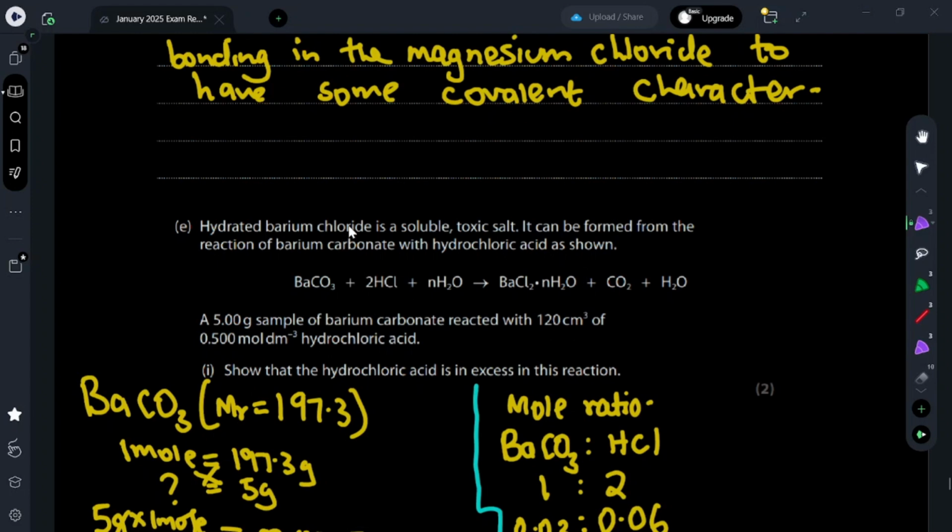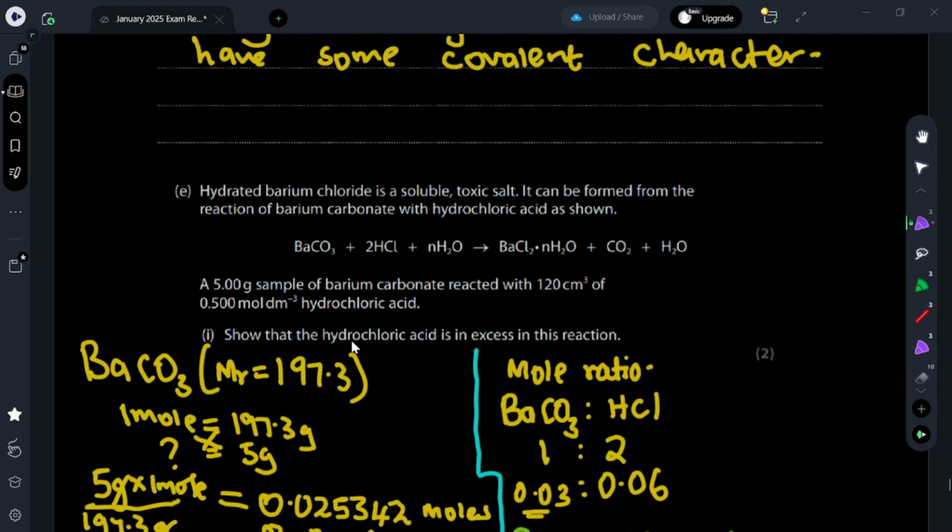Hydrated barium chloride is a soluble toxic salt. It can be formed from the reaction of barium carbonate with hydrochloric acid as shown. A 5.00 gram sample of barium carbonate reacted with 120 cm cubed of 0.5 moles per dm cubed hydrochloric acid. Part 1: show that the hydrochloric acid is in excess in this reaction.